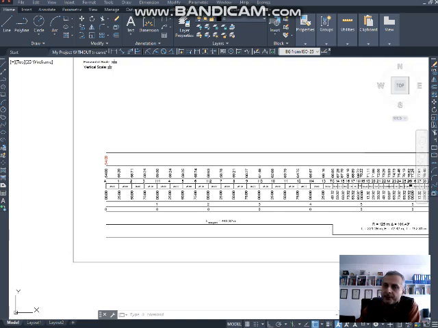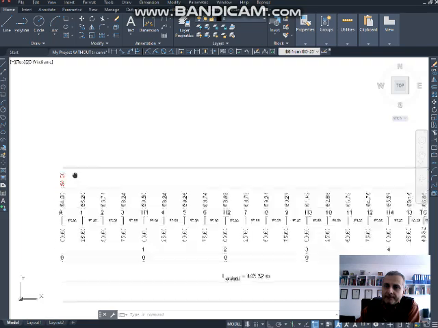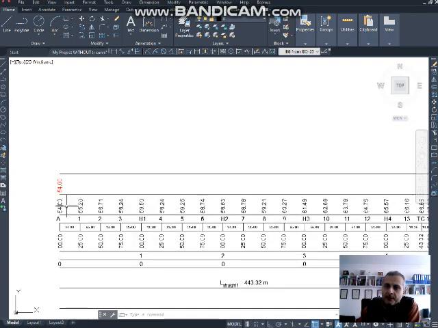The next step is to draw the original ground profile starting from A, 1, 2, 3, etc., up to cross-section B, which is the end of the project. So let's start from the first one.